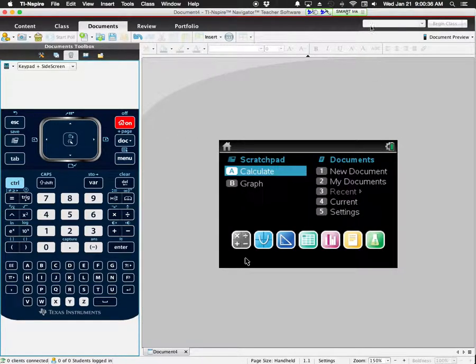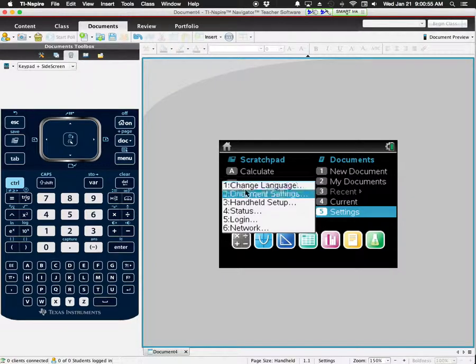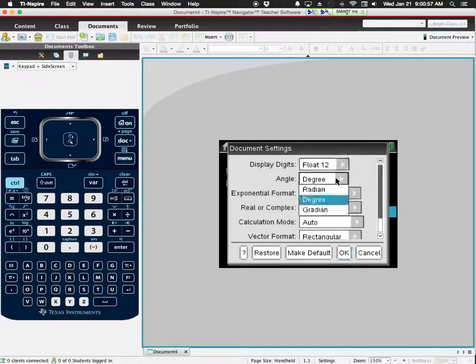Alright, what do we want to make sure of first on our calculator? We want to be in the right mode, and why are we choosing degrees, Bailey? We have angles that are in degrees, so that means we want to be in degree mode. So how do I check my mode again? Menu, 5. Settings, document settings, and make sure we're in degrees.